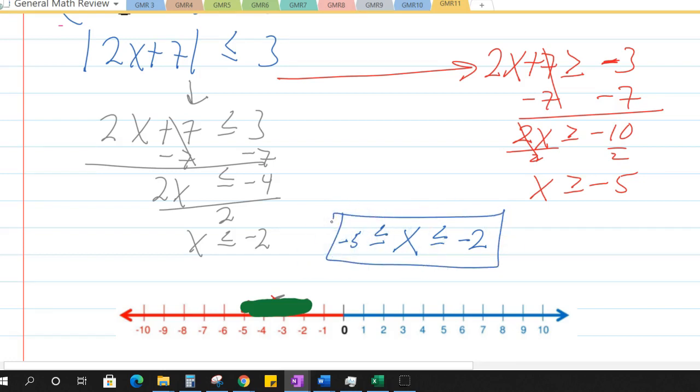Here's one answer. The other way of writing it, I'm included on both of them, so I'm going to use my brackets for both of them, starting at -5 going to -2: [-5, -2].